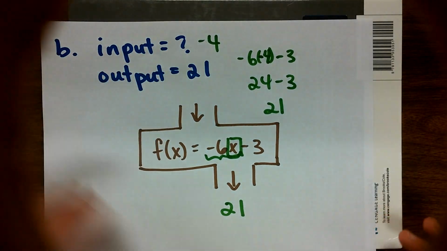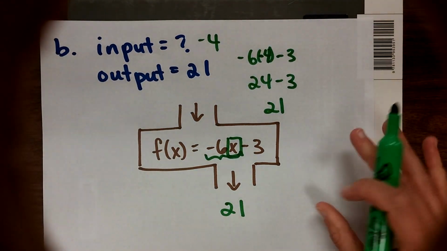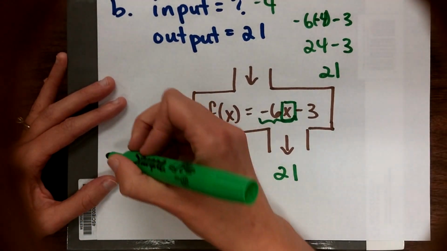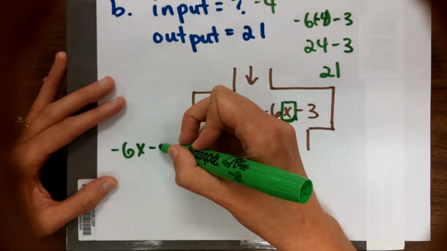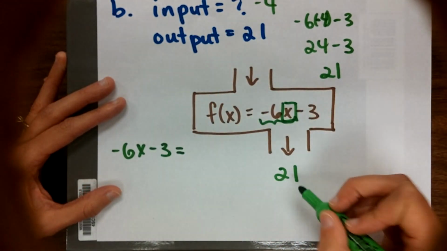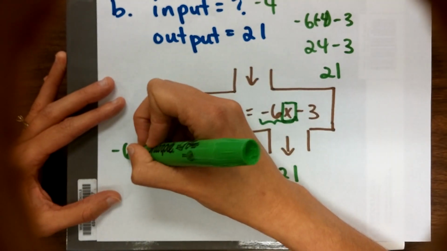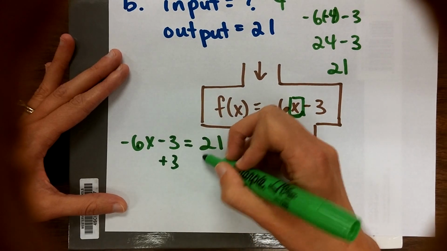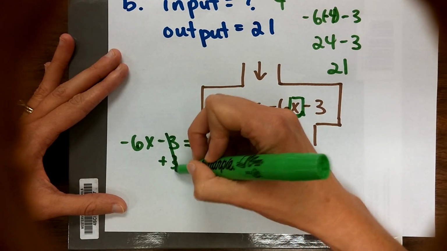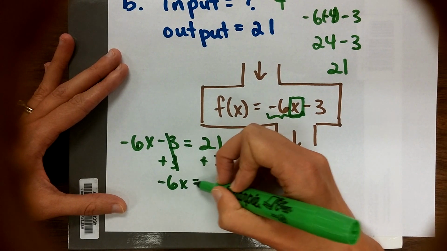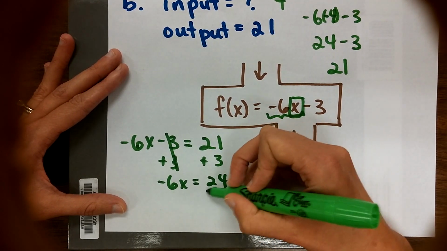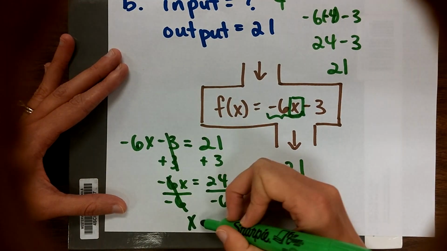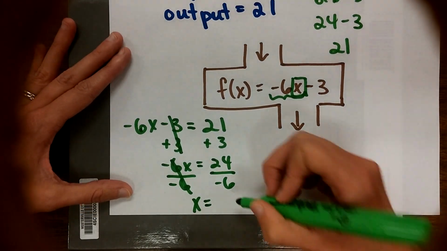Another way you could do it, if that was hard for you to follow, is you could set it up as an equation. So you could take the -6x minus 3. We want that to equal 21. You could write that as an equation and then solve it by getting x by itself. So we would add 3 to each side to undo the -3. Then we would divide by -6 on each side to undo the multiplication by -6. And 24 divided by -6 is -4.